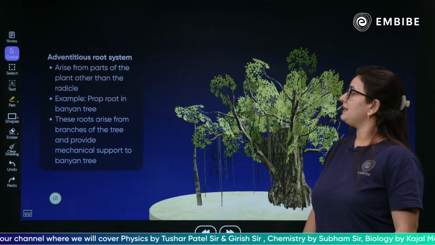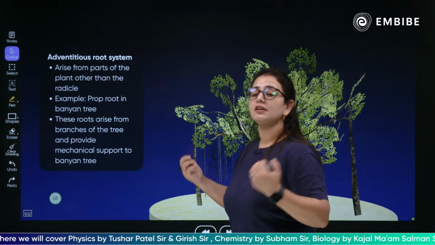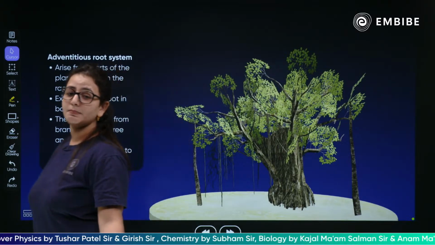Next we have the adventitious root system, which is also called the false root system. Everybody has seen a banyan tree.